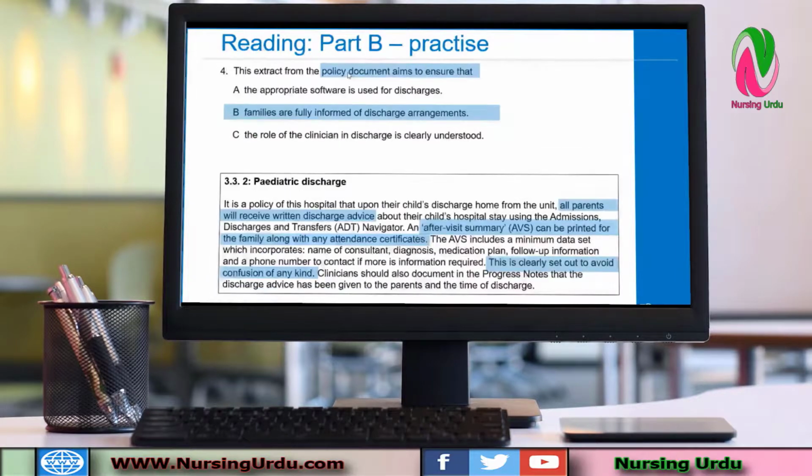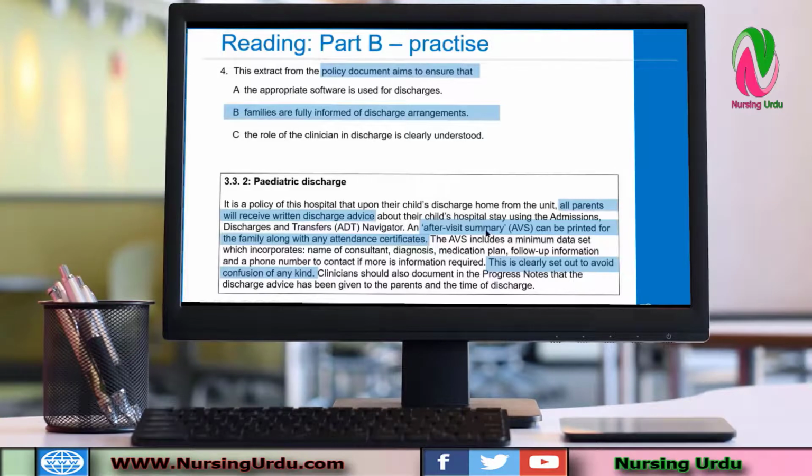The extract from the policy document aims to ensure that. So if we were to make that into a question, what does this policy document aim to ensure? And the title here is Pediatric Discharge, so you get a sense of what this text is about. So let's have a look. It says it aims to ensure something. It is a policy of this hospital that upon their child's discharge home from the unit, all parents will receive written discharge advice. So that's something that happens.